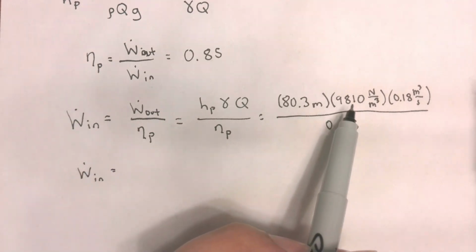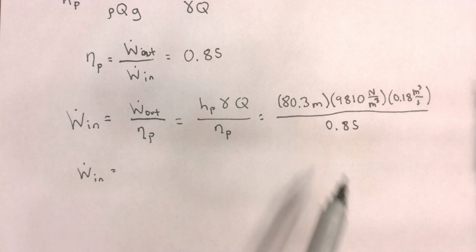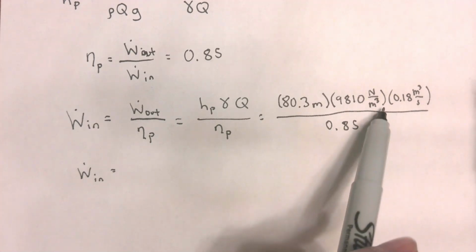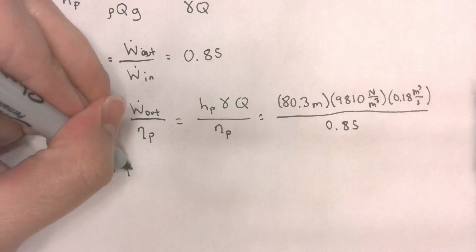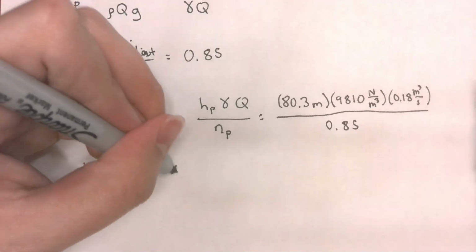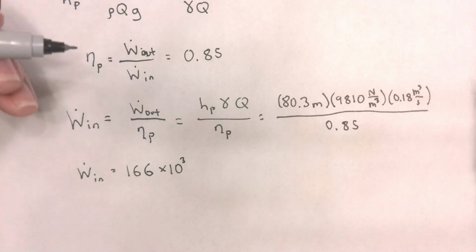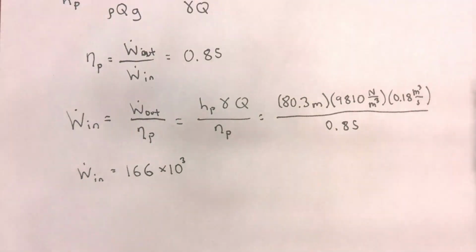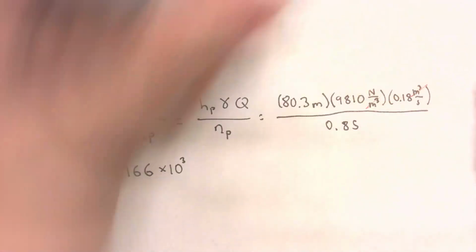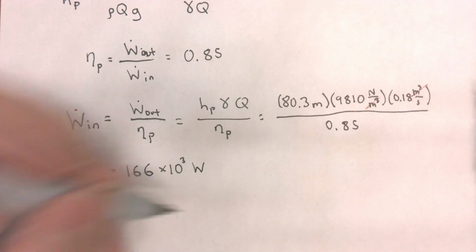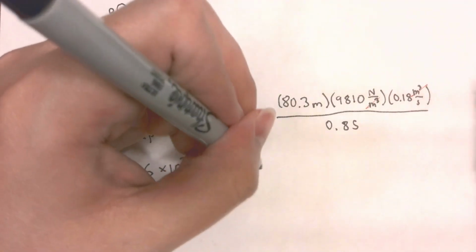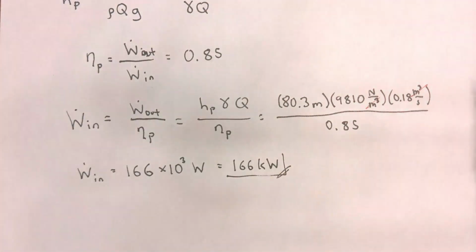So now, how much power does that pump require? 80.3 times 9810 times 0.18 divided by 0.85. We're going to have meters cubed. The answer is 166,816. So meters cubed cancel out, and we end up with newtons times meters, right? That's joules per second. What's joules per second? Watts. So we can just approximate this as 166 kilowatts. Does that make sense?